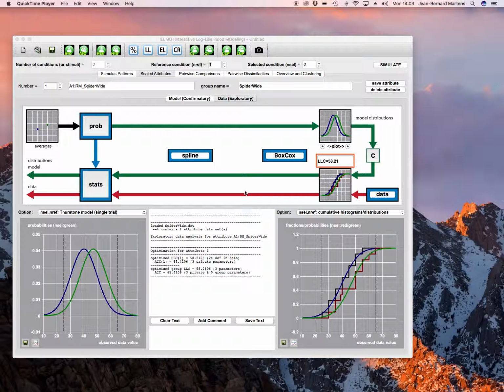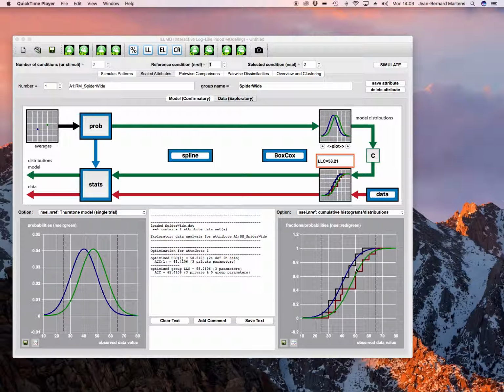In this video we explain the method of multi-model comparison. With the ILLMO program we promote multi-model comparison over more traditional techniques such as T-tests and analysis of variance, as we think the method is not only much more flexible but in the end also easier to understand and explain.